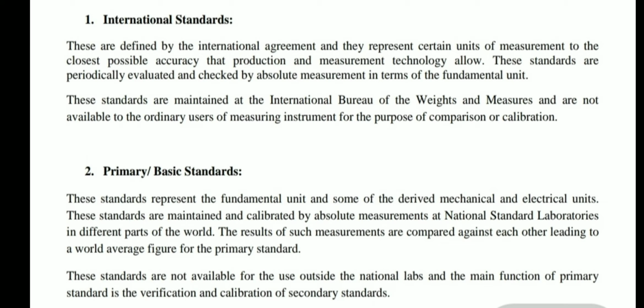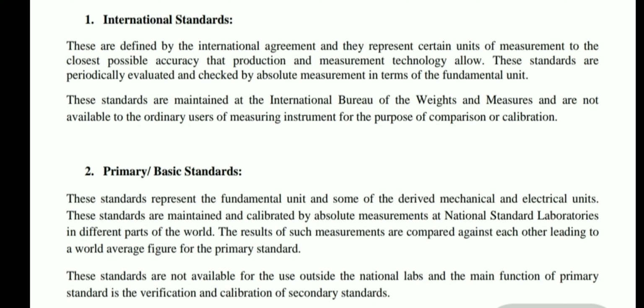Now the international standards are governed by the International Bureau of Weights and Measures, and these are not available to ordinary users of measuring instruments for the purpose of comparison or even calibration. These standards are defined by international agreement, and they represent certain units of measurement to the closest possible accuracy that production and measurement technology allow. And these standards are periodically evaluated and checked by absolute measurement in terms of the fundamental unit.